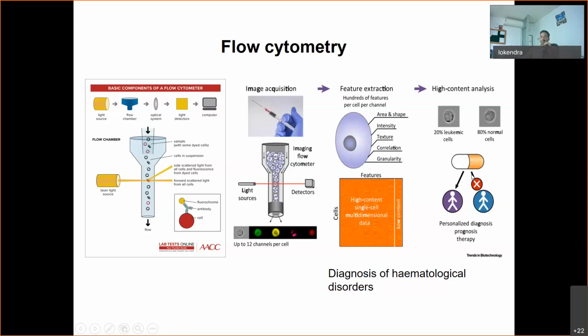So in this case, since it has 20% of the leukemia cells, a personalized target can be developed, because it is still in the early stages. So maybe in those cases, the treatment strategy can be different. Flow cytometry can be used for identifying various properties of cells, and also to identify various types of cells depending on their surface properties. Generally, flow cytometry is used for the diagnosis of hematological disorders.